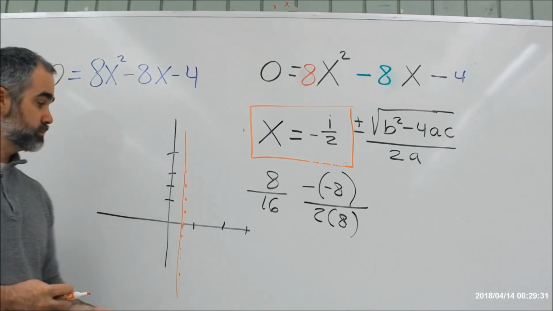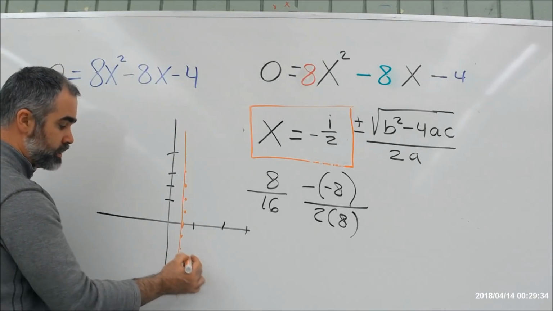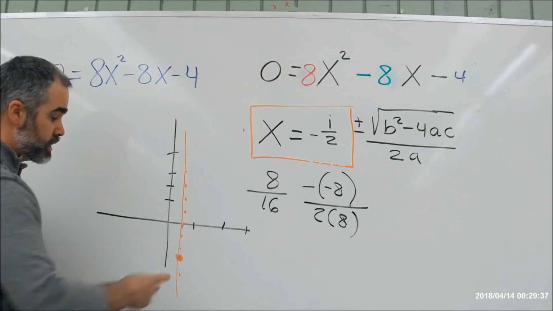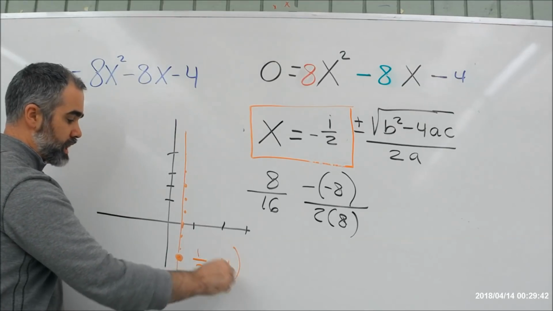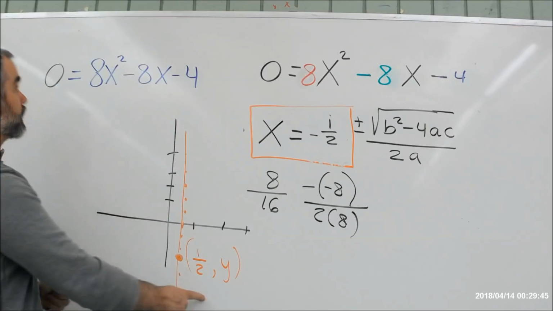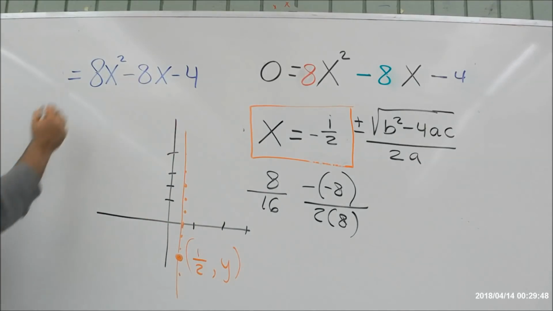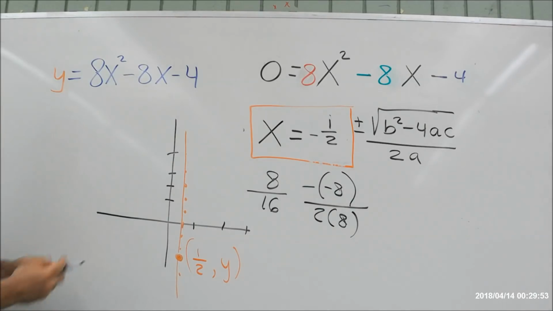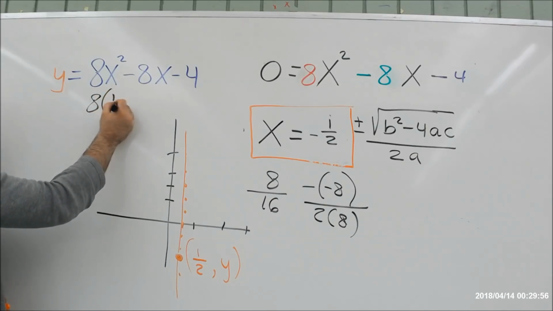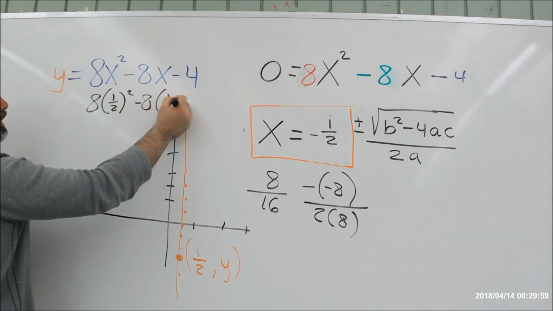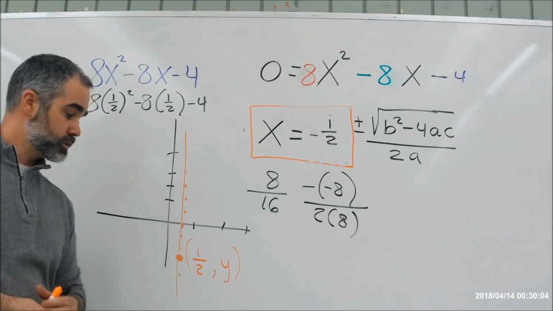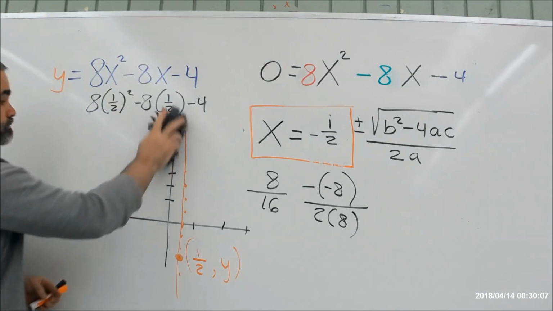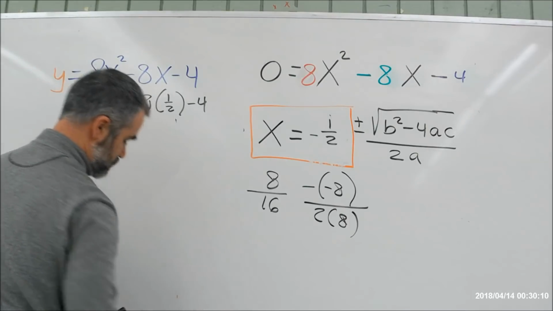So all I need to do, if I want to find where that is, it might be down here, I don't really know where it is, but I know that it's got a coordinate, and the x-coordinate is 1/2. I don't know the y-coordinate yet. If I want to find the y-coordinate, I plug that back into my original equation and solve for y. You're welcome to do this as well. You can plug this in, so you have 8 times 1/2 squared minus 8 times 1/2 minus 4. And you can do this on your calculators pretty quickly. But we'll do it the old-fashioned way to make sure we get it right.